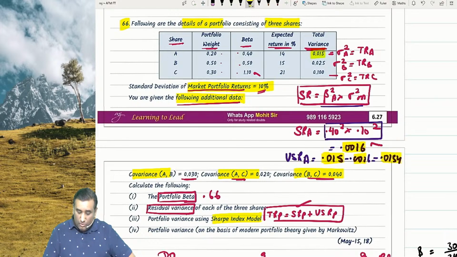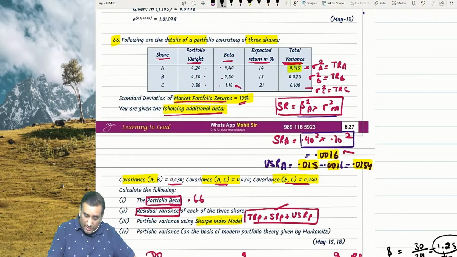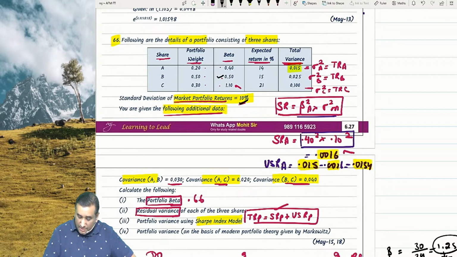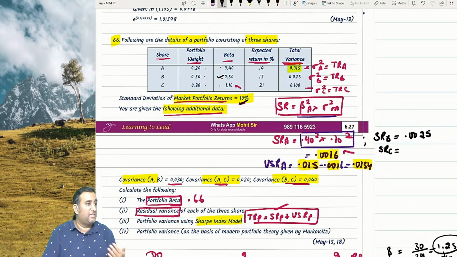The systematic risk of B and C. So how would we calculate? Once again, it will be beta square of B into market. I'll just put it here. Systematic risk of B. I'll take the numbers from here. Once again, beta square into 0.1 into 0.1. How much do we get? 0.0025. Now the problem is we cannot read them out. We can know it's a systematic risk since it's in variance form. The better way of reading is not there.